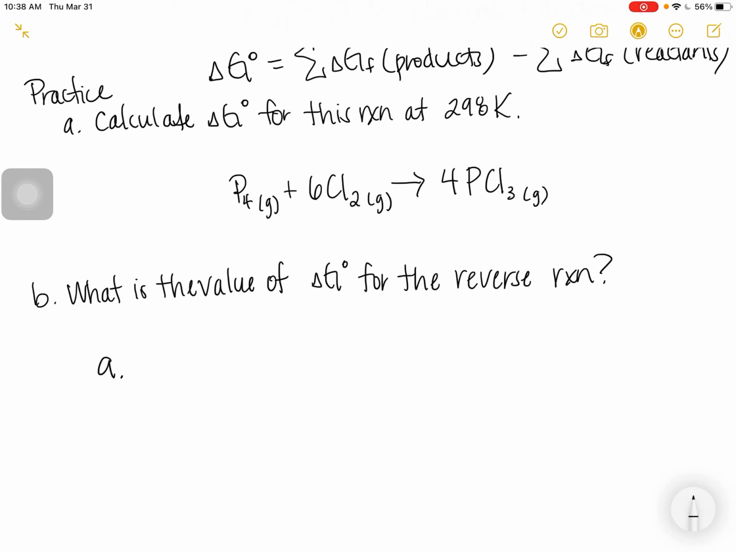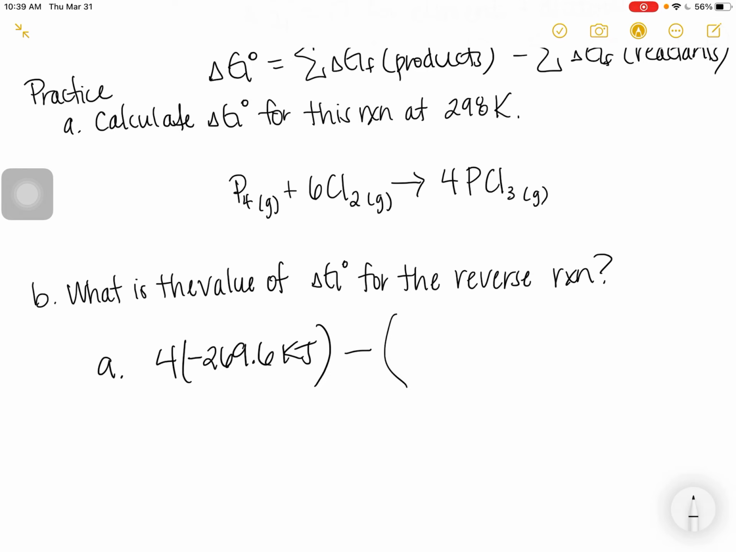So delta G for this reaction, P minus R. So I go to my chart. I look all these numbers up, making sure I'm looking at delta G and not the other values. So products first, I have 4 of my PCl3s, and that thing has a value of negative 269.6 kilojoules per mole. But when I multiply that by 4 moles, the moles drop out.